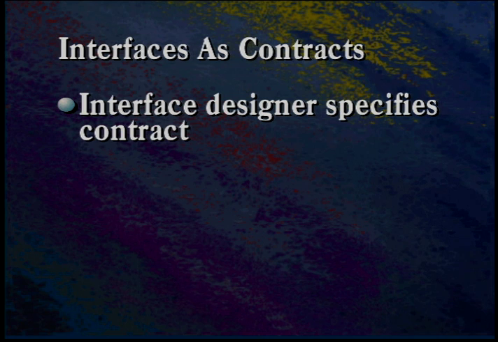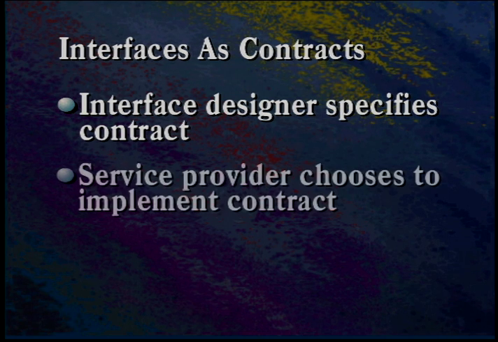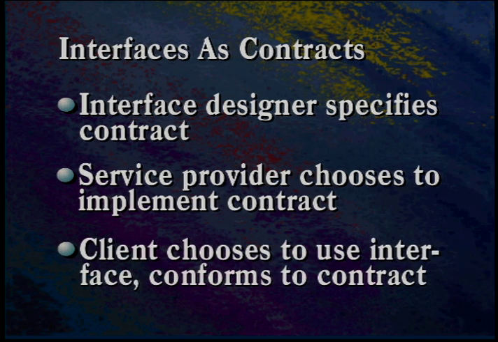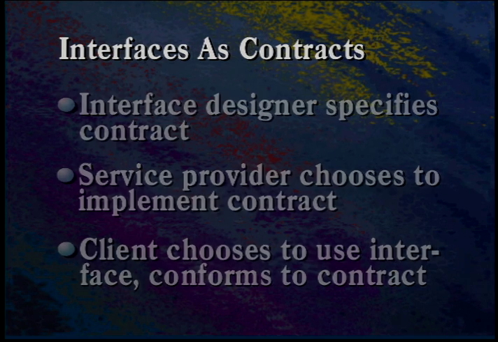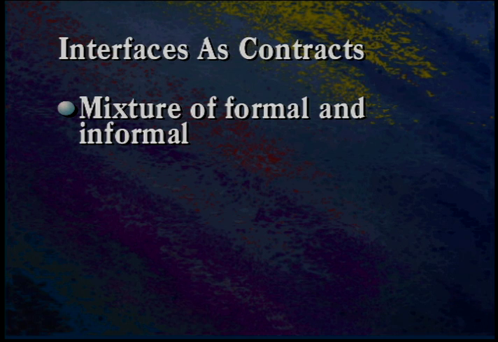The first major point is that an interface represents a contract. It's a commitment to provide certain function and to conform to certain rules. The interface designer specifies that contract. The service provider who's building an object implementation chooses to implement that contract. Some client chooses to use that interface in order to achieve his goals and to conform to his side of that contract. We have a mixture of formal and informal definitions of contract and the agreement to meet it.